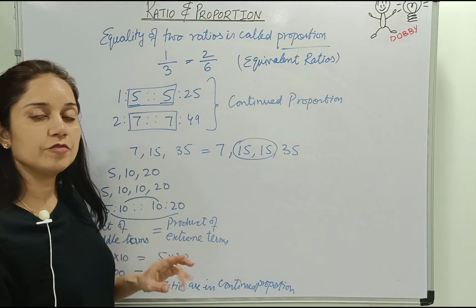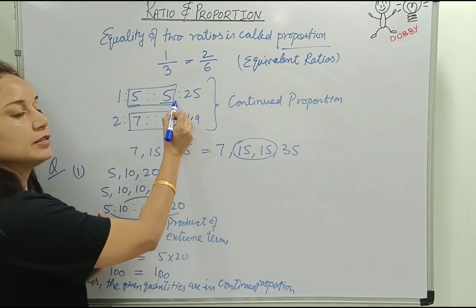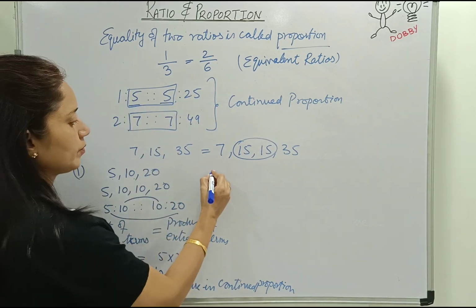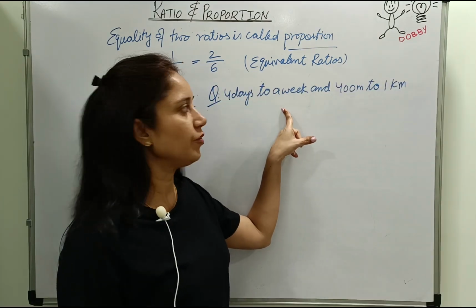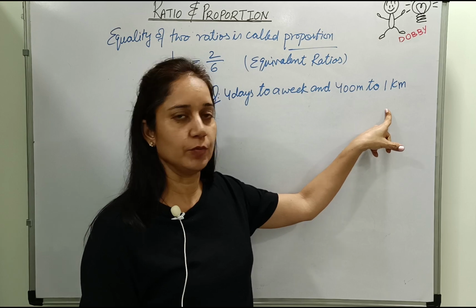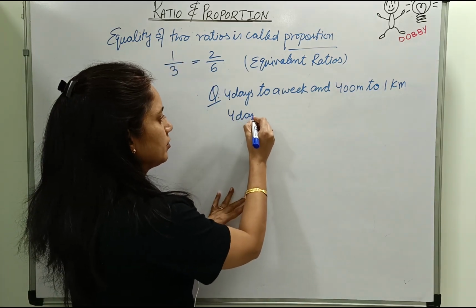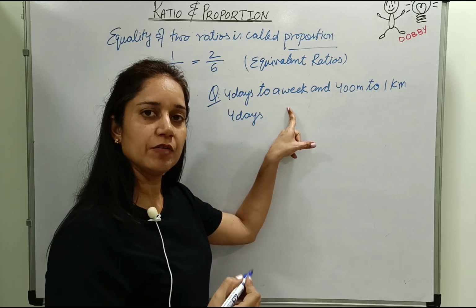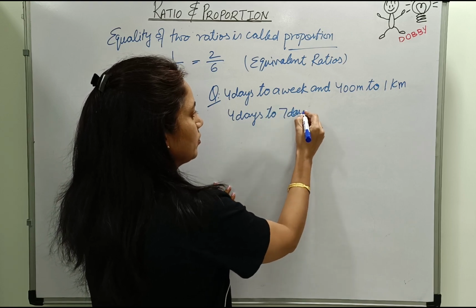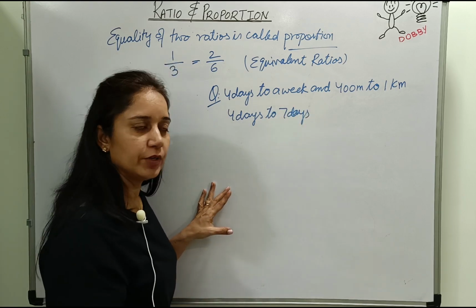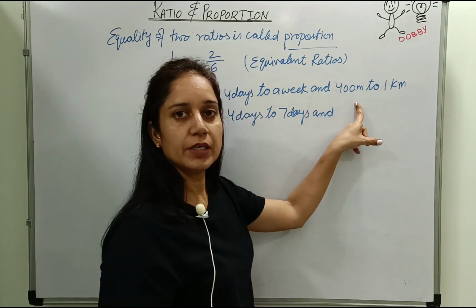So here it is clear when quantities will be set in continued proportion when the second and third terms are repeating. Let us try next question. Question is 4 days to a week and 400 meter to 1 kilometer. So let us start. Here first ratio given to you is 4 days to a week, that we have to convert into days. 1 week equals to 7 days. So this way first ratio converted into days both, and second 400 meter to 1 kilometer.